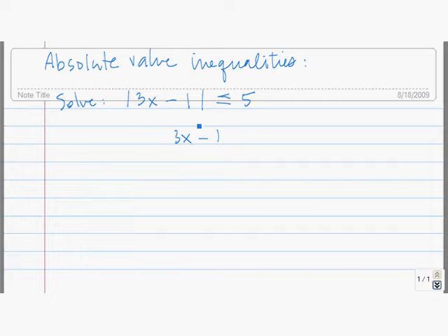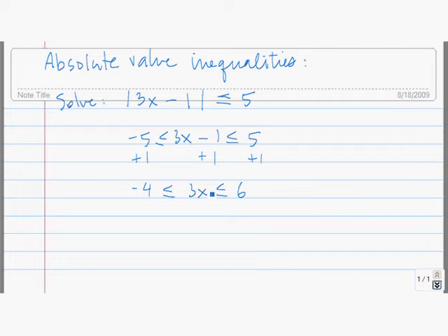So the absolute value of 3x minus 1 is less than or equal to 5 if 3x minus 1 is less than or equal to 5 and greater than or equal to negative 5. Okay, so what we do is we take the inside and scrunch it between the negative and the positive of this number. And now we just solve as usual. We add 1 to each part. So we get negative 4 is less than or equal to 3x is less than or equal to 6.